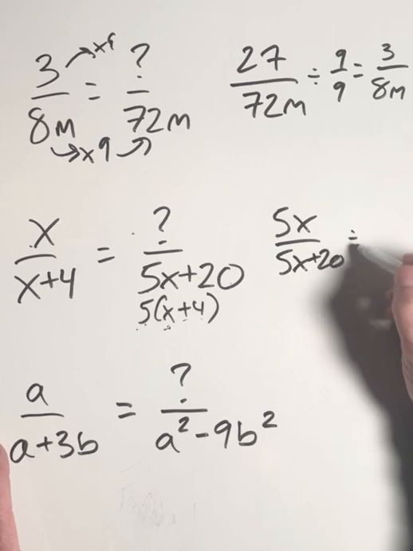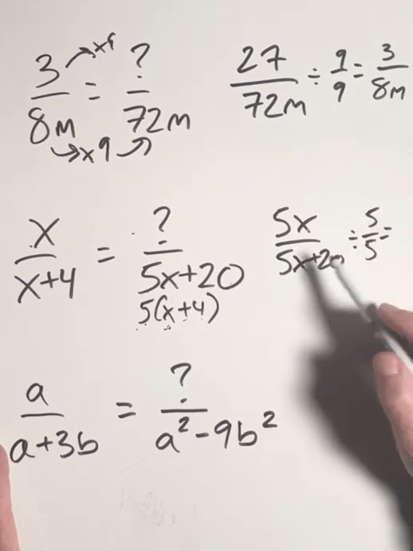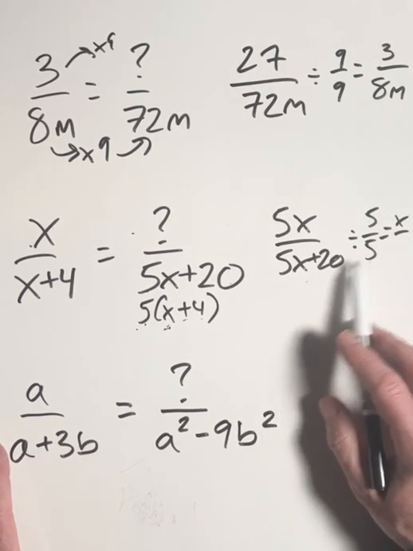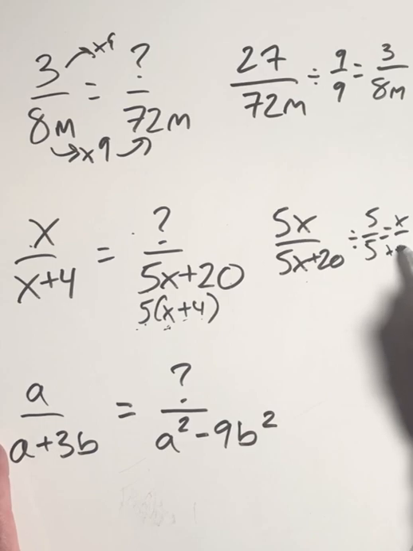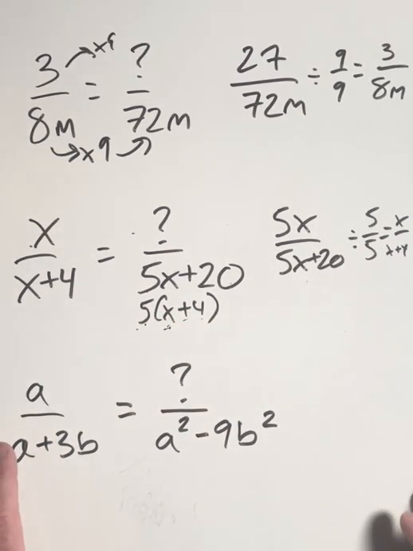Which makes sense. If we were to check this, we'd basically be dividing each of these by 5. 5x divided by 5 would just be x. 5x plus 20 divided by 5 would be x plus 4. And that's where we started, x over x plus 4.